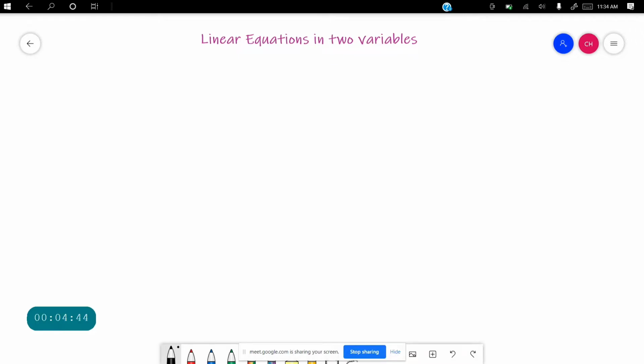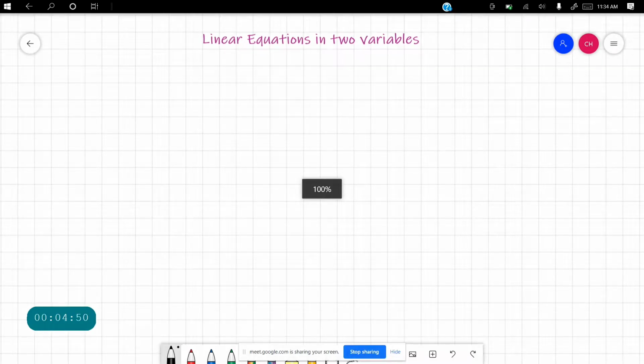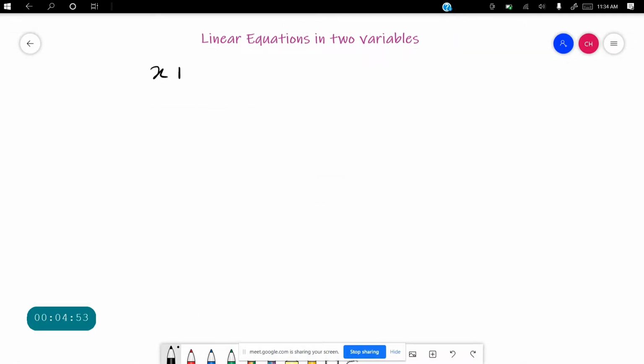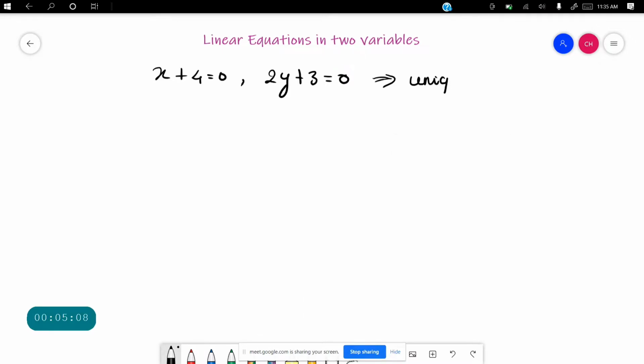Yes. In earlier classes, you have studied linear equations in one variable, right? You all know that these equations which I'm going to write now are one variable equations. You also know that these equations have a unique solution. Unique solution means what? One and only one solution. You will not get another solution to these equations.